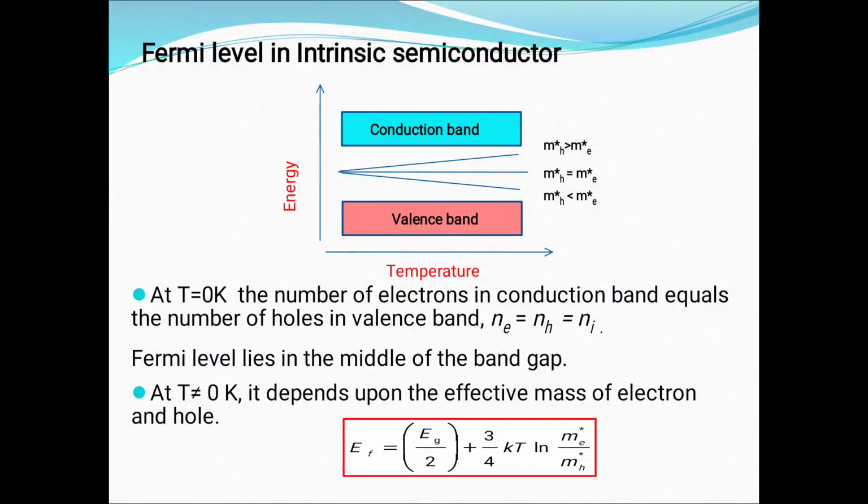Fermi level in intrinsic semiconductors. At 0 Kelvin, the number of electrons in the conduction band equals the number of holes in the valence band. That is, Ne equals Nh, which equals Ni. The Fermi level lies in the middle of the band gap.